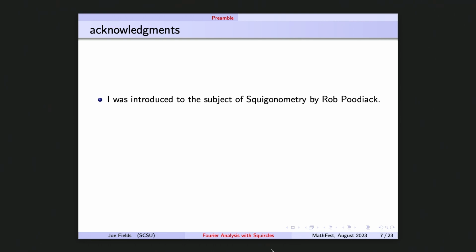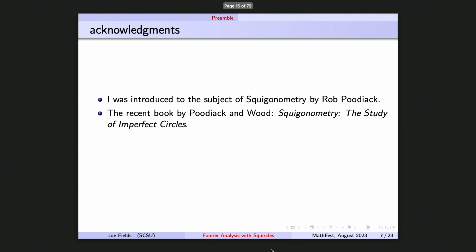All right. And also some acknowledgments. Squigonometry as a subject was introduced to me by our previous speaker, Rob Poodiack, so I owe him a debt here. And I just finished reading this book by Poodiack and Wood, Squigonometry, the Study of Imperfect Circles. It's literally a goldmine of cool undergrad projects. So if you're looking for an undergraduate research project, I strongly recommend downloading a copy of that, or maybe you can get a signed copy from the authors.